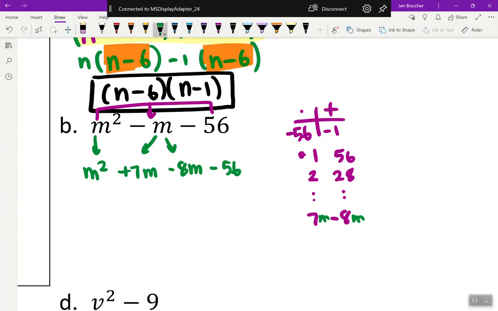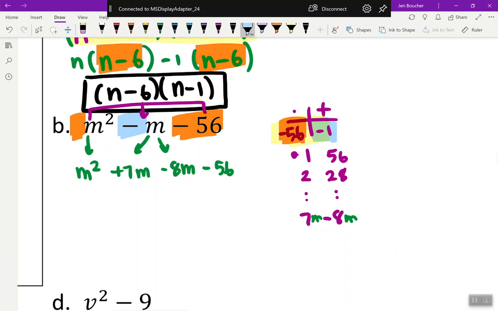Okay, what part? What you did off to the side. Okay, are you asking how I got those 2 numbers? You're looking for 2 numbers that multiply to this and this. So in this case, 1 times 56 is just the 56. And then it has to add to this middle number here, the negative 1.